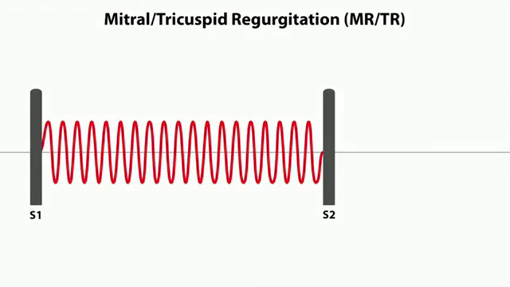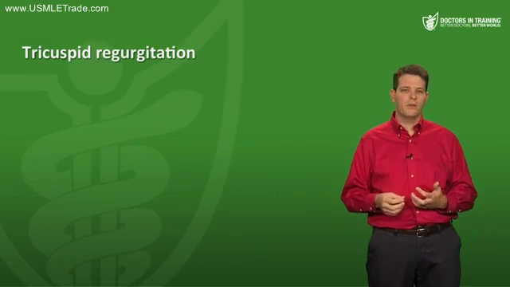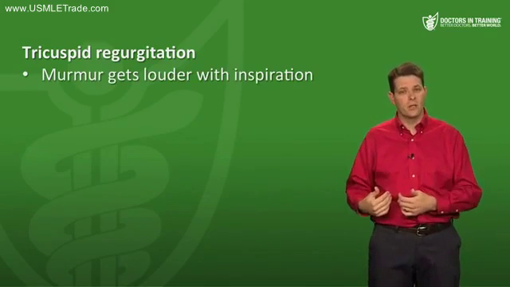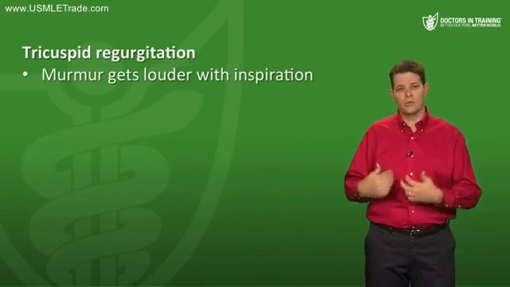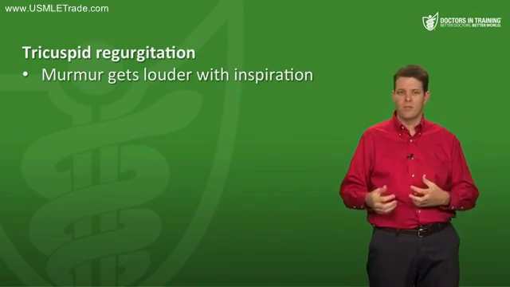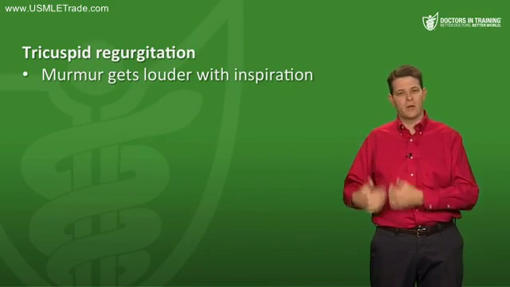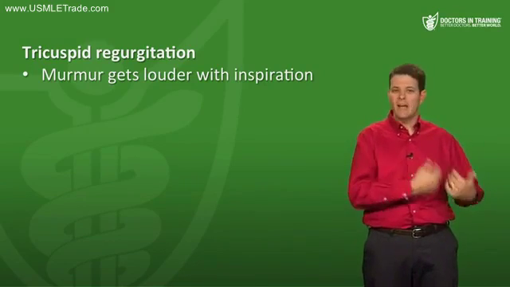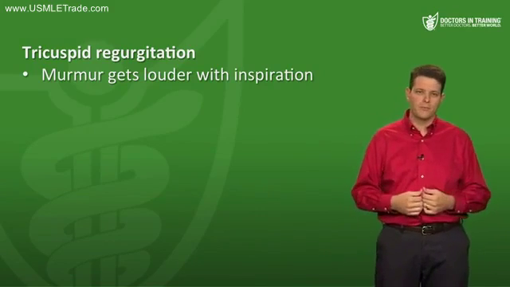So it's very important to move that stethoscope around on the simulated patient on your test. The other important distinction is that the murmur of tricuspid regurg is louder with inspiration because of that increased right atrial return. Remember, if you hear a murmur that gets louder with inspiration, it's more likely to be a right-sided murmur like a tricuspid murmur. If your murmur gets louder with expiration, it's more likely to be a left-sided murmur like a mitral murmur.